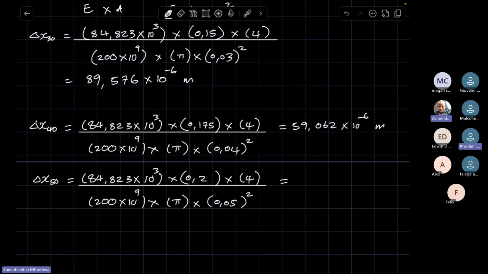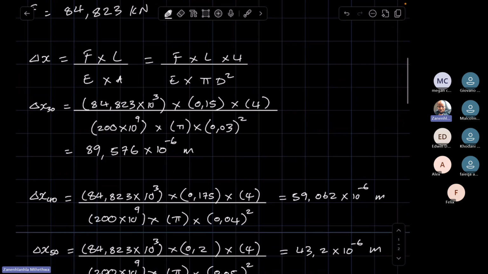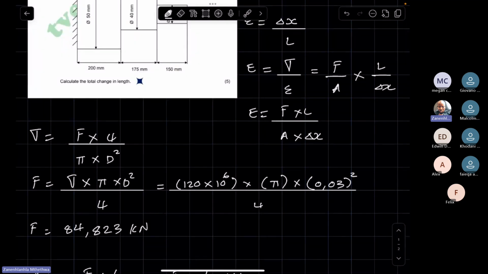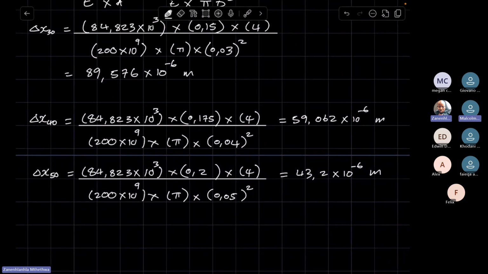43,2 times 10 to the power minus 6 meters. Right? And then to get the total change in length. Sorry, let me take you back again. Even when I get 4,319 times 10 to the power minus 5, it will still affect my answer. Yes. Hence, I'm saying this is simply for accuracy purposes.